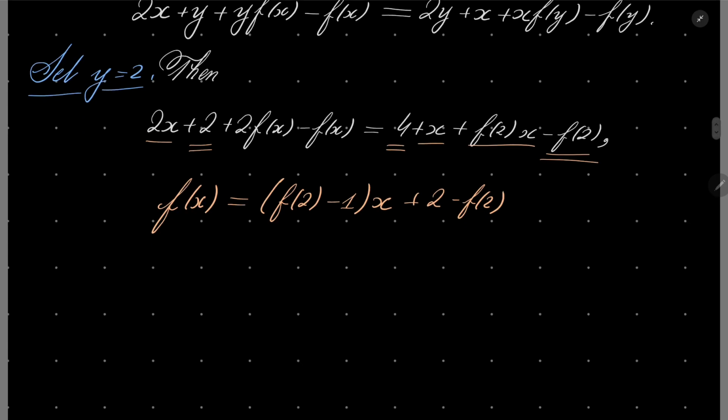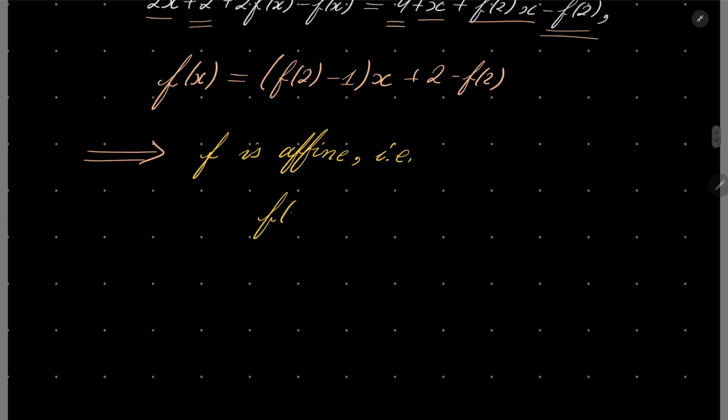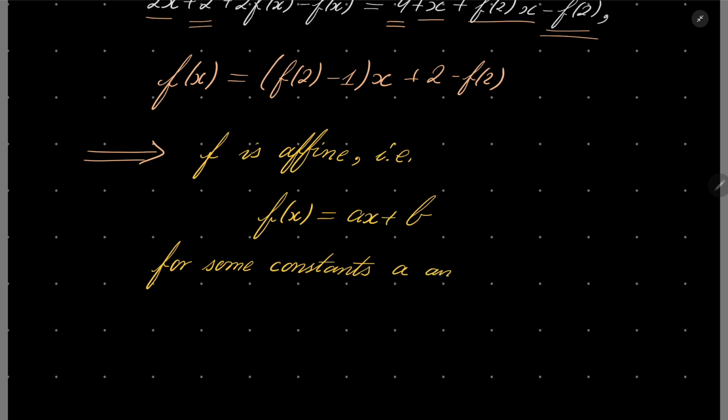So we see that our function is affine. F is affine, i.e. f of x equals ax plus b, because this is a constant as well, for some constants a and b. Now, the rest of my reasoning, now comes the easy part.